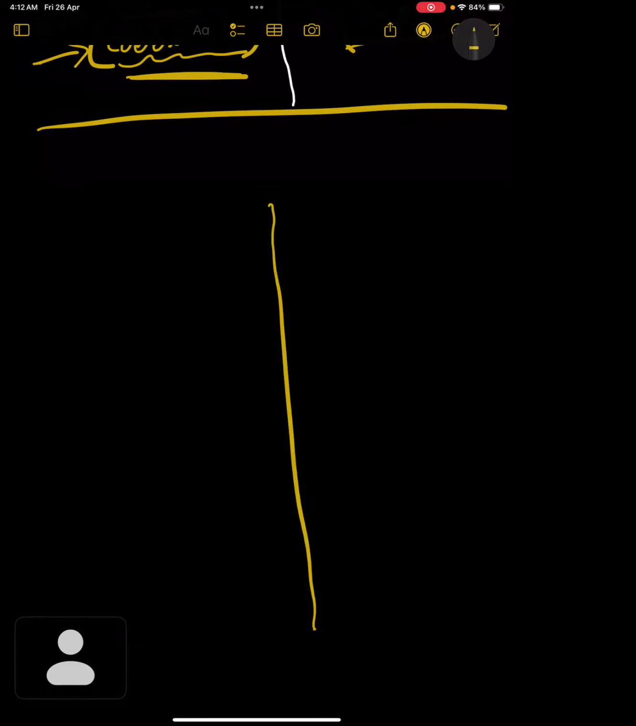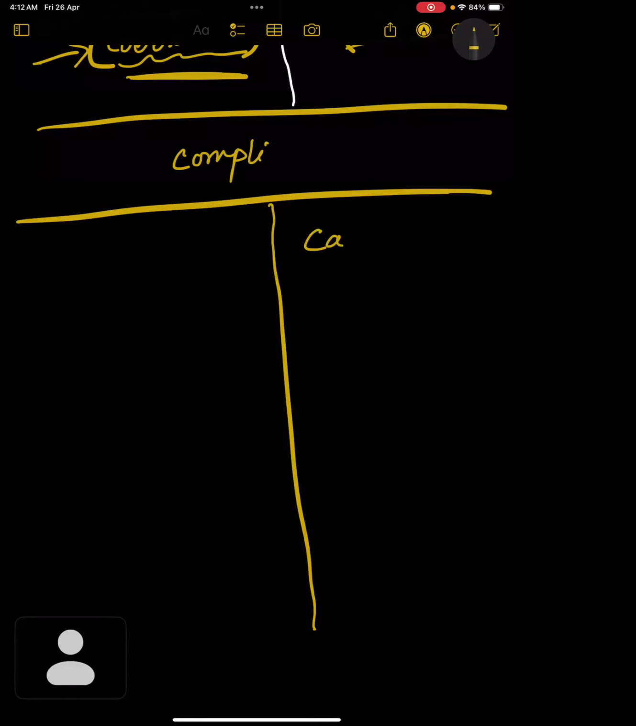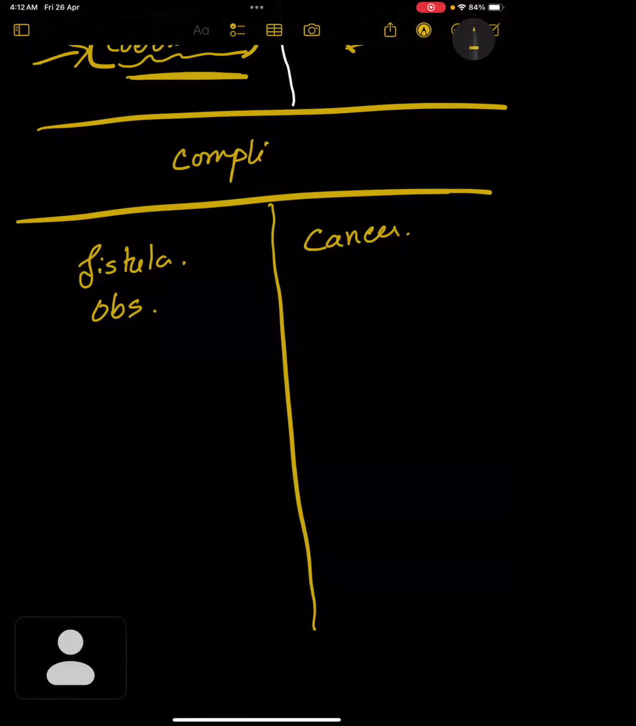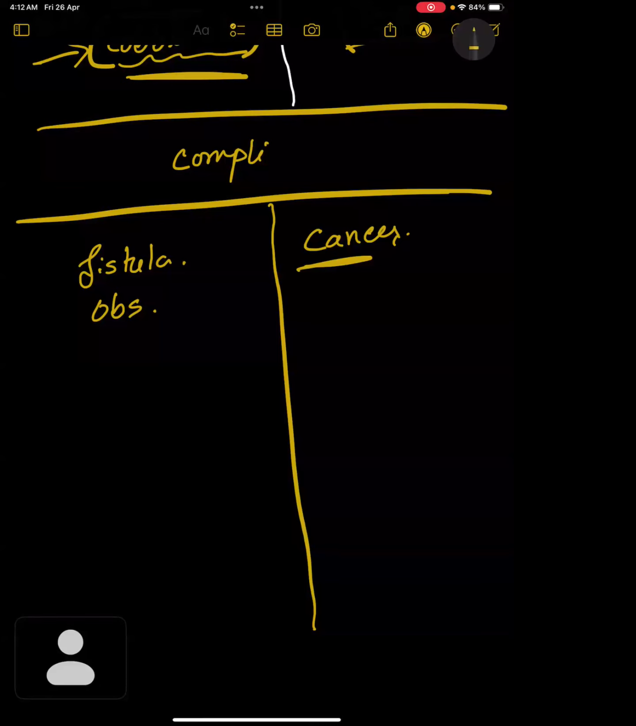But which one is more common? That's what they want. So the complication of colorectal cancer is more common with ulcerative colitis. But if they're giving you fistula or obstruction, that's Crohn's. But it's not that cancer cannot be a complication of Crohn's. It can be, but I'm telling you the most common.